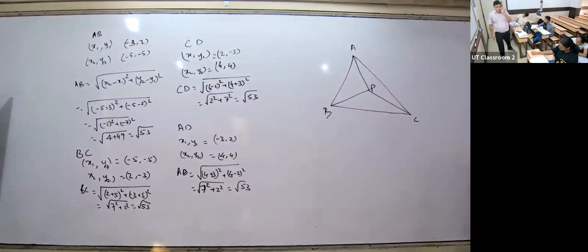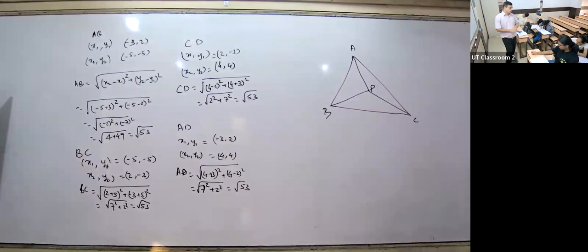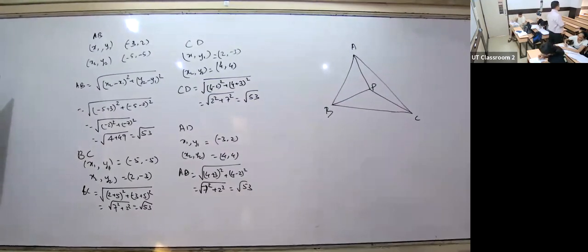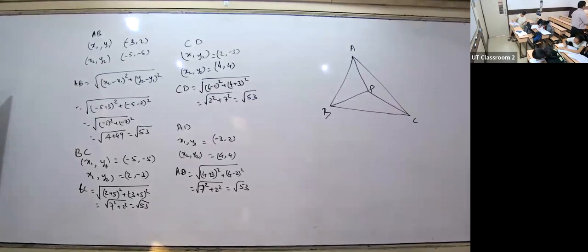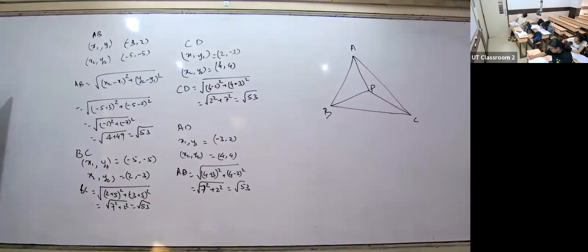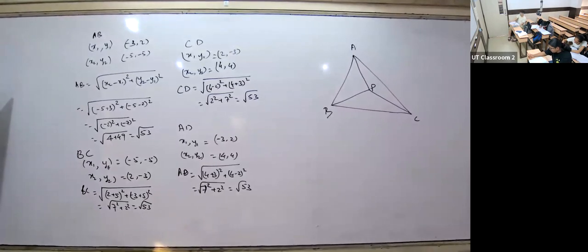Next line you can write. Circumcenter is, that's the main property, equidistant from all the vertices. Circumcenter is equidistant from all the vertices.